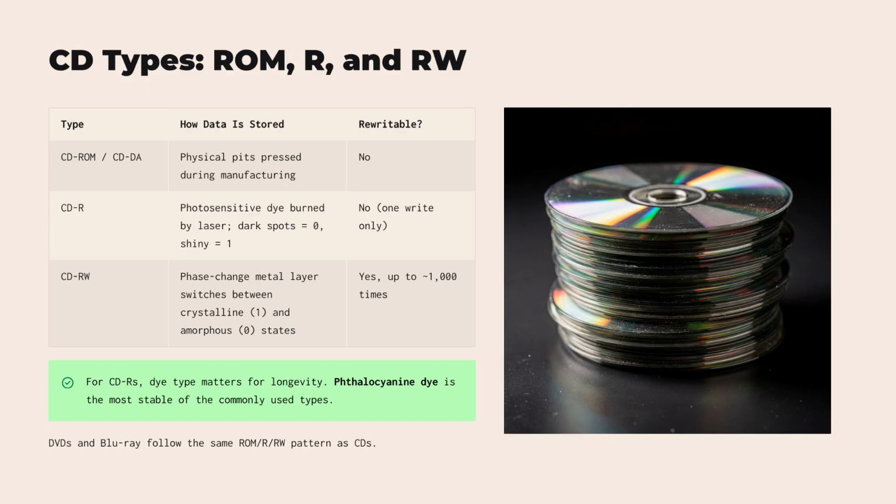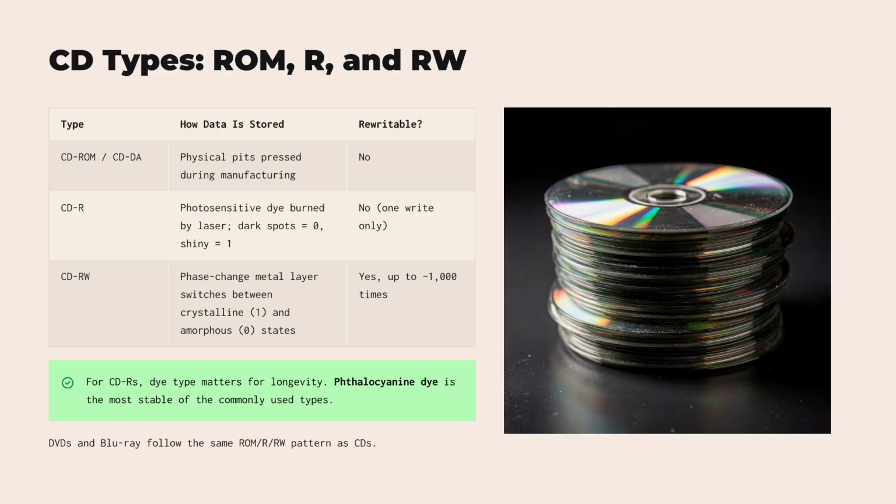The ROM versions, CD-ROM, DVD-ROM, BD-ROM, have data physically pressed into them during manufacturing and cannot be altered. The R versions, CD-R, DVD-R, BD-R, use a photosensitive dye layer that a laser burns to encode data. They can be written to once. The RW versions use a phase change metal layer that can be switched between crystalline and amorphous states repeatedly, allowing the disk to be written and erased up to about 1,000 times.